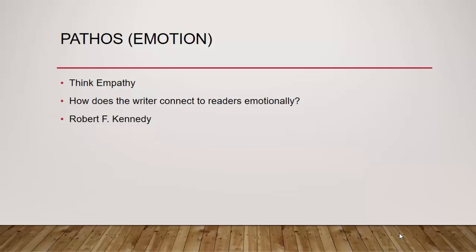Logic. All right, now every argument uses pathos, emotion. Think empathy. How does the writer connect to readers emotionally? You want to connect to your mom? Now you tell your mom after this. You told her that you're trustworthy. You told her your friends are trustworthy. You told her that you know she has concerns. However, she has nothing to worry about in this party, and then you get emotional with your mom. How do you get emotional with your mom?